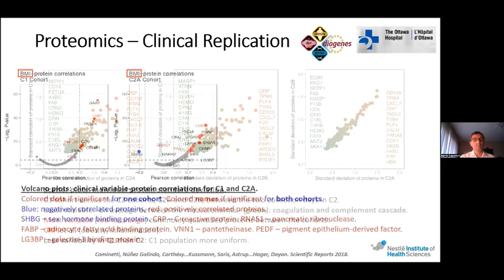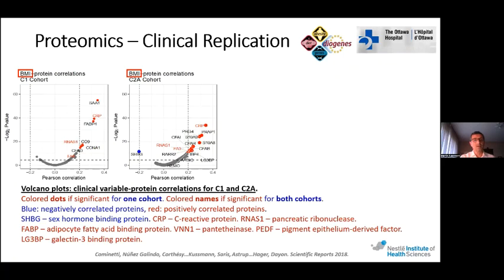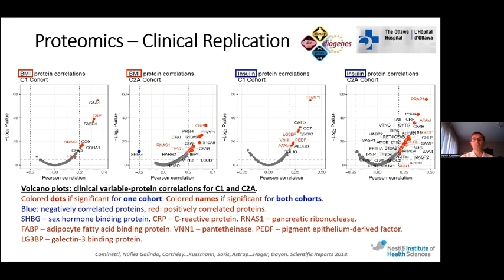And now I show you some more volcano plots about clinical variable protein correlations for C1 and C2A. So again, Europe and Canada. The dots are colored if they are significant for one cohort, and the colored names tell you if these proteins were significantly found differentially expressed for both cohorts. And here you see two volcano plots for BMI protein correlations. And here you see two volcano plots for insulin protein correlations.